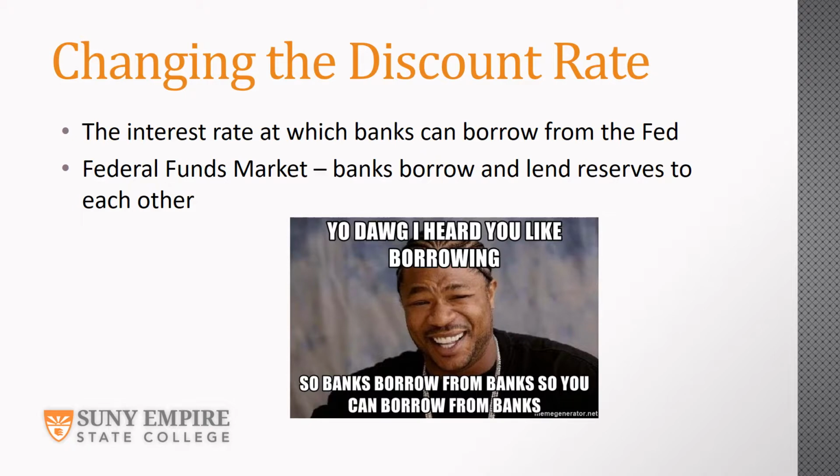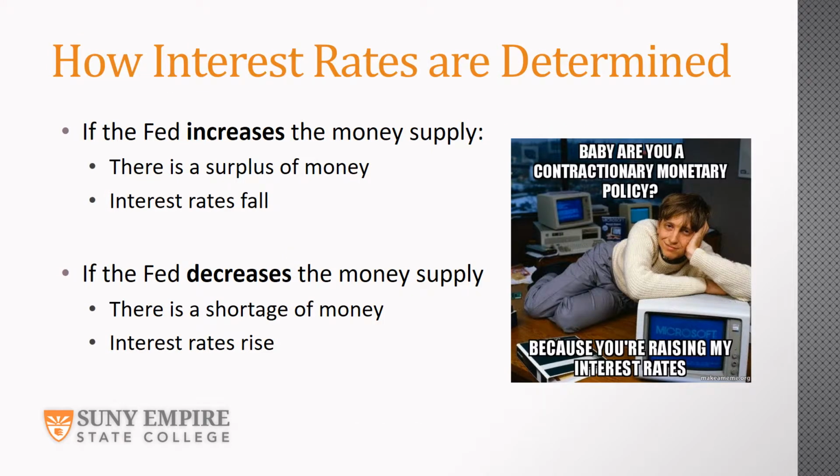The discount rate is the interest rate at which banks can borrow funds directly from the Fed. The level of this interest rate directly affects movement in the federal funds market. In this market, banks borrow and lend reserves to each other to help ensure they cover the reserve requirement. When the Fed changes the money supply, this indirectly results in changes to interest rates.